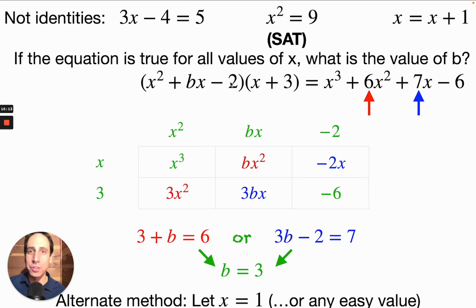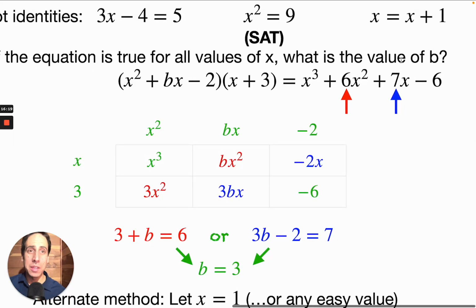If the equation is true for all values of x, that is, if it's an identity, what is the value of b? The technique is going to be the same, although you might be like, wait a minute, Bergman, there's a b here. What am I supposed to do with the b? Well, that's what the SAT or the College Board is trying to see if you can do.